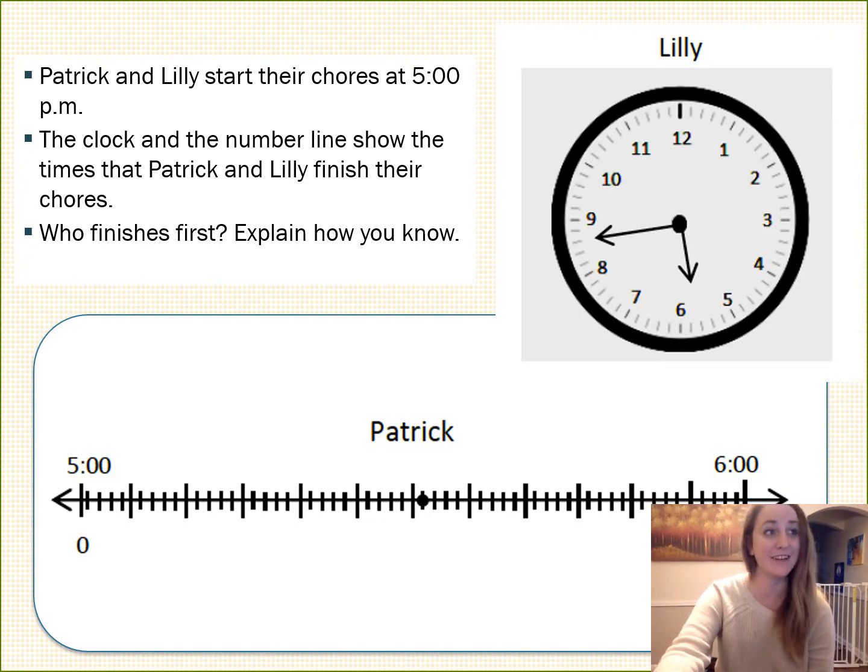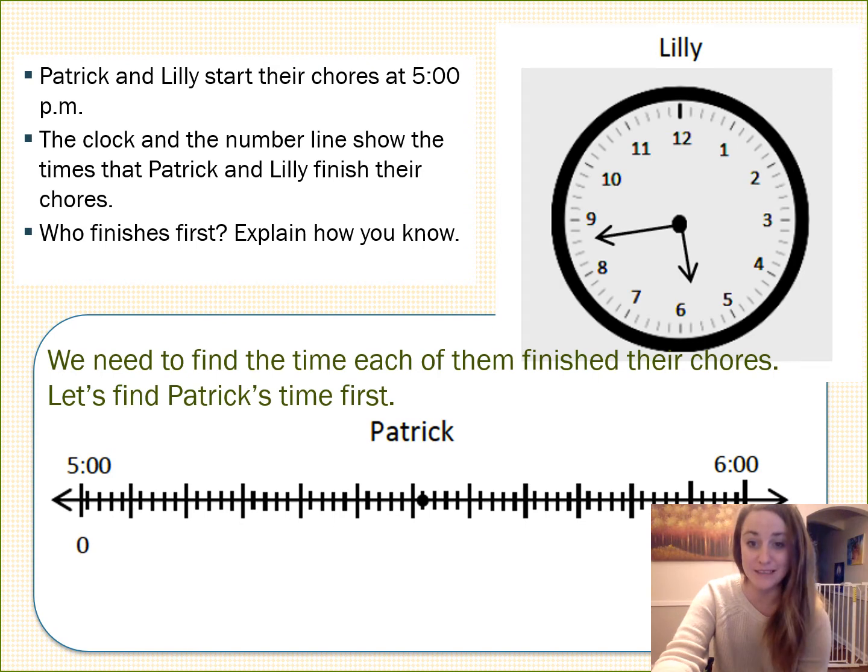Patrick and Lily start their chores at 5 o'clock p.m. The clock and number lines show the times that Patrick and Lily finish their chores. Who finishes first? Explain how you know. We need to find the time that each of them finished their chores. Let's find Patrick's time first.